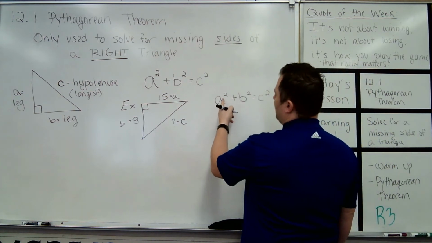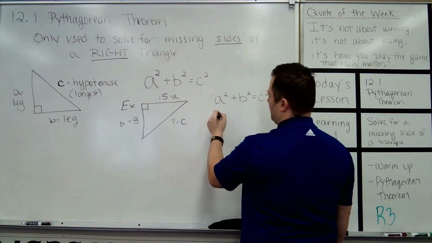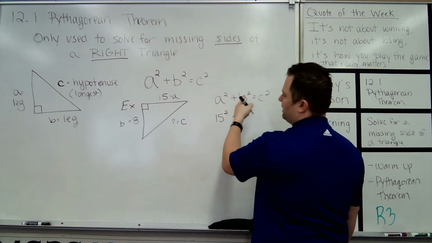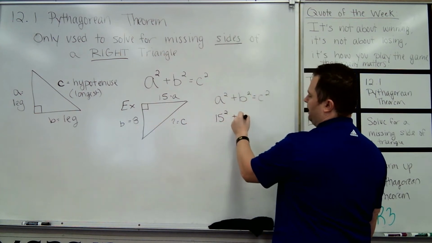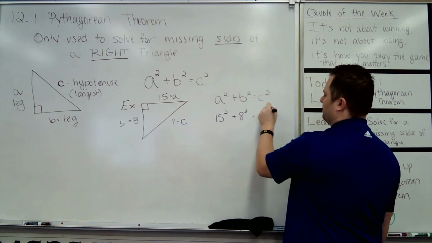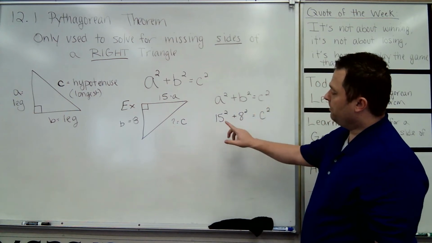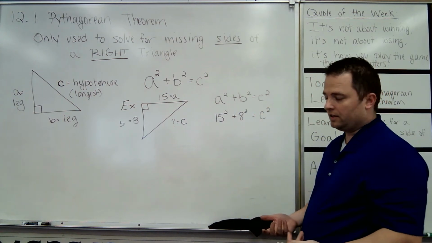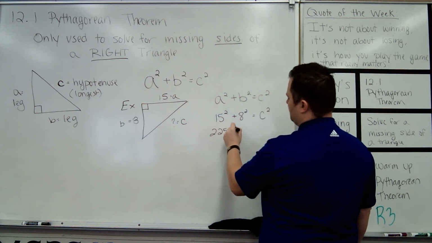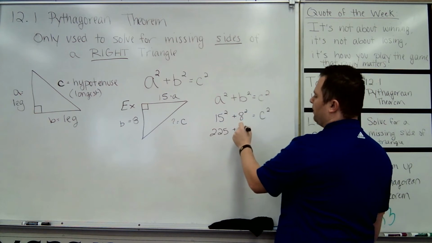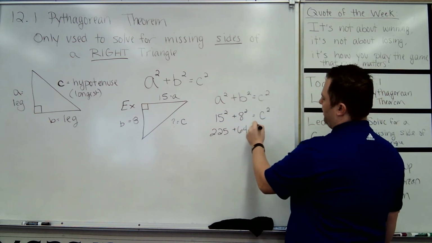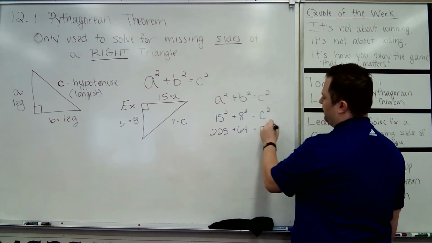Well, let's see. A squared is like saying A is 15. So 15 squared. And that's plus B squared. Well, B is 8. So this is 8 squared. And that's equal to the unknown number. So I'm going to leave that as C squared. 15 squared is 15 times 15. That's 225. And that's plus 8 squared. Now 8 squared is 64. 8 times 8 is 64. And that is equal to c squared.